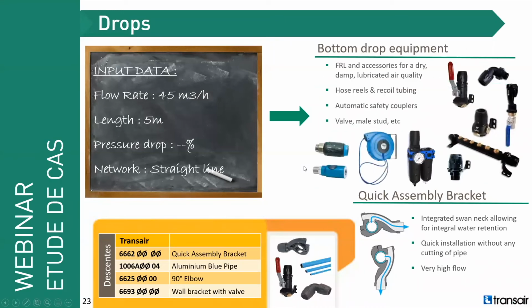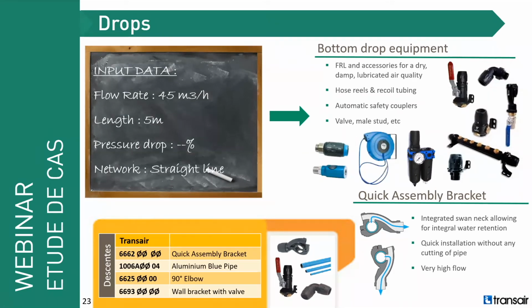A few more words about drops. In the European BSP template, we also have a bunch of accessories like FRL for dry, damp, and lubricated air. We also have oil drill and recoil tubing, automatic safety couplers, valve, and milestone. Those accessories depend on your area. If you're in Europe, you're gonna have almost everything inside the BSP template, for example.